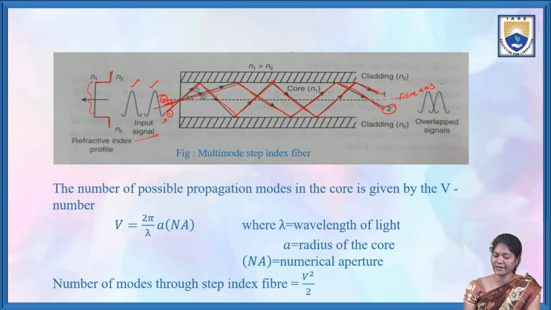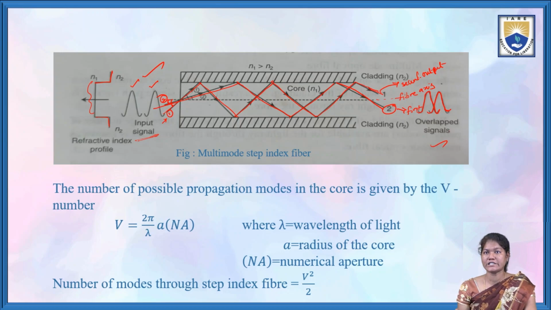So ray 2 comes first as the output signal, then light ray 1 as a second output signal. So when comparing the input signal and output signal, they do not match each other. Here we get light ray 2 first, then light ray 1 second, so that the two signals overlap. So there is signal distortion called intermodal dispersion.